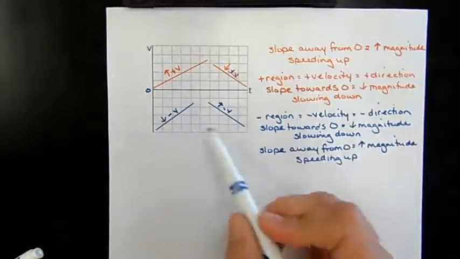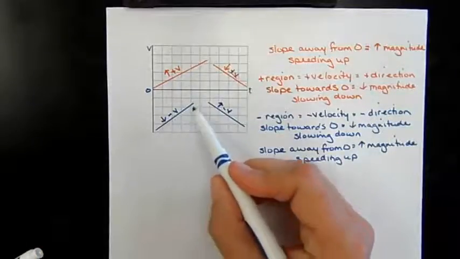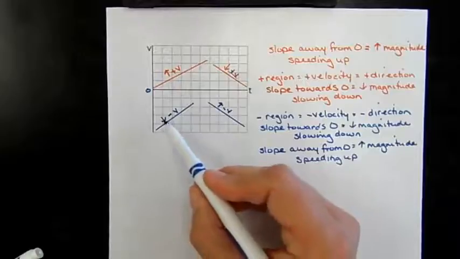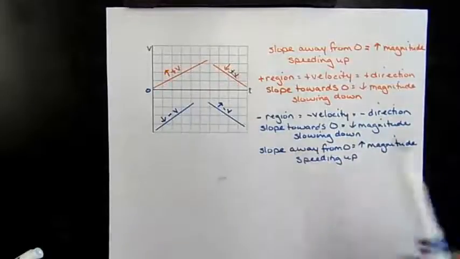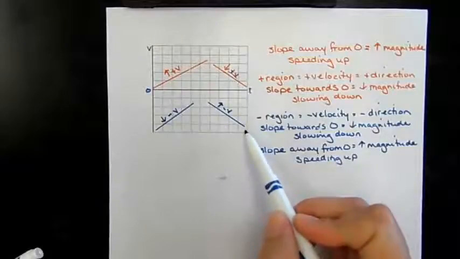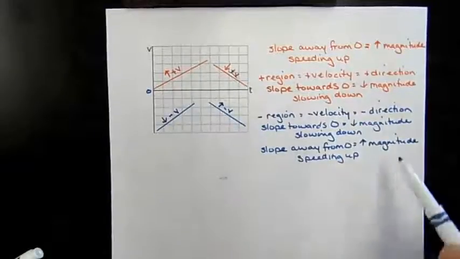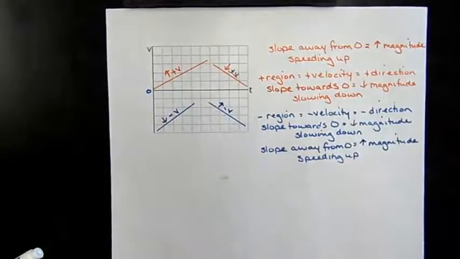Down here in the negative region, we have a negative direction. So as we are getting closer to 0, we're decreasing the magnitude. The velocity magnitude is decreasing, so we're slowing down in the negative direction. Here we're sloping away from 0. So we are increasing the magnitude of our velocity, so we're speeding up in the negative direction.